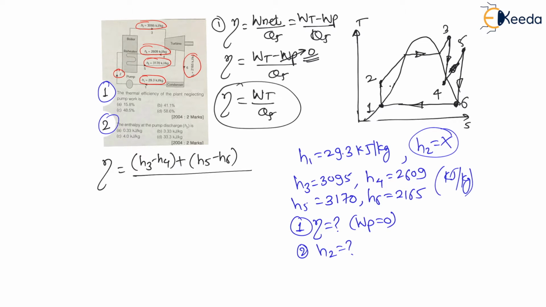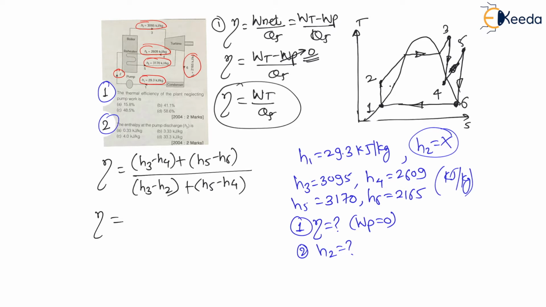Again, there are two heat supplies. That is heat supply in the boiler from 2 to 3, which is nothing but H3 minus H2. This is the heat supply in the boiler, plus 4 to 5 is the heat supply in the reheater. Therefore, we can say H5 minus H4. This will be the heat supply.